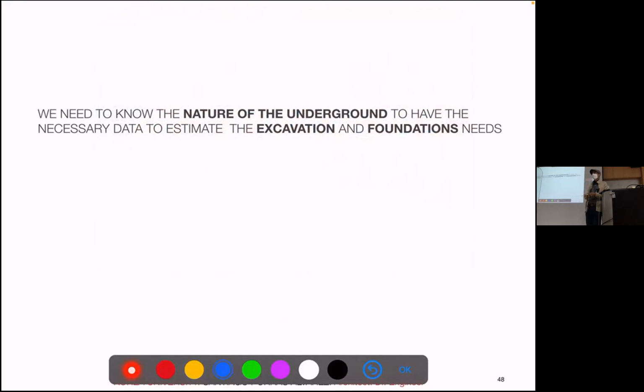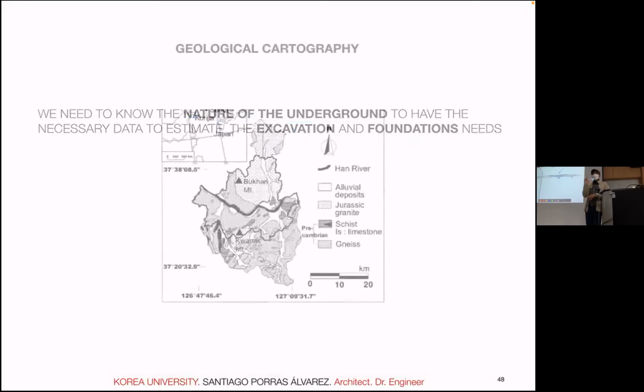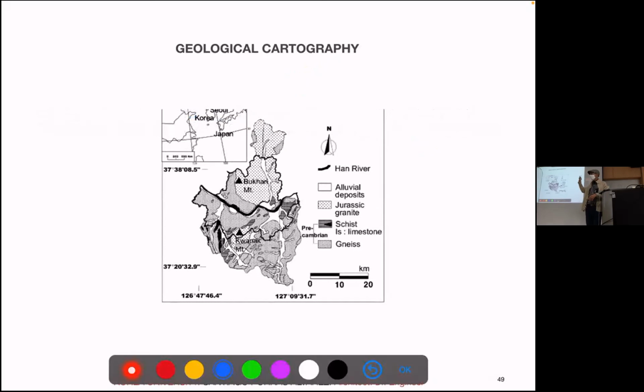So one thing which is important is to know the nature of the underground. For the excavation, I hope I made clear how important it is to consider excavations, and also for the foundation design, right? How we do not underground? So there is cartography. The nature of the grounds is important. I think this is Seoul. This is the best I could find.